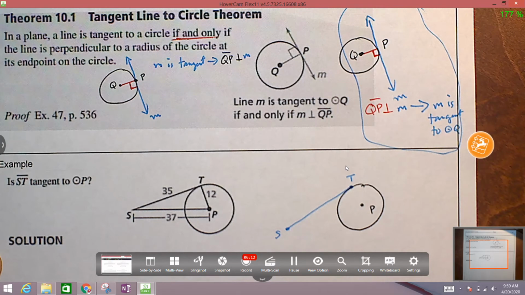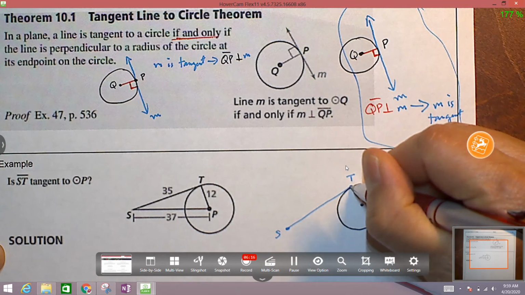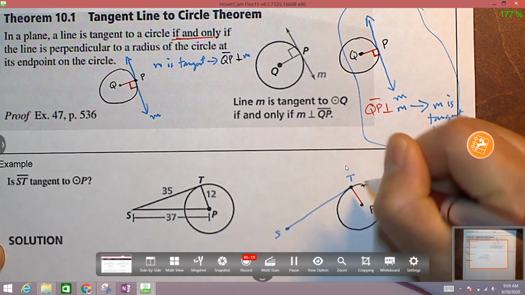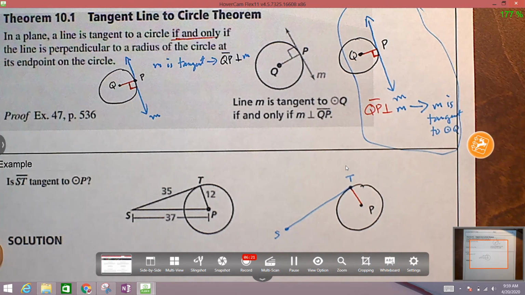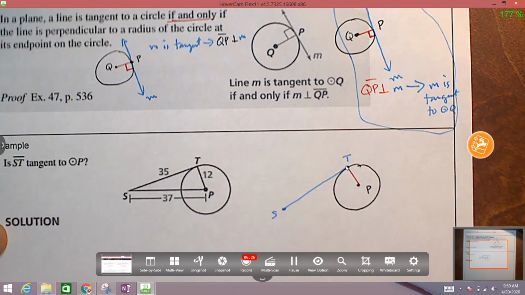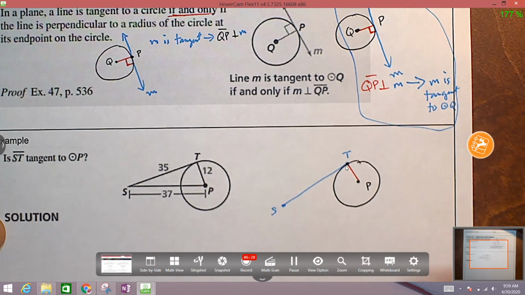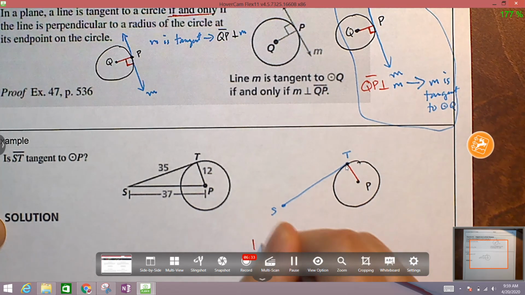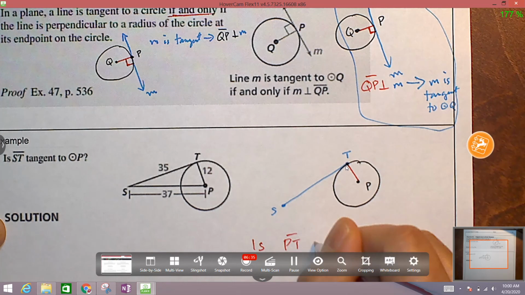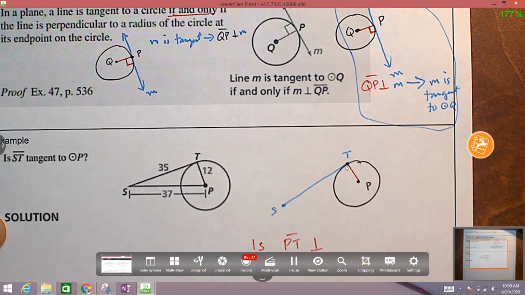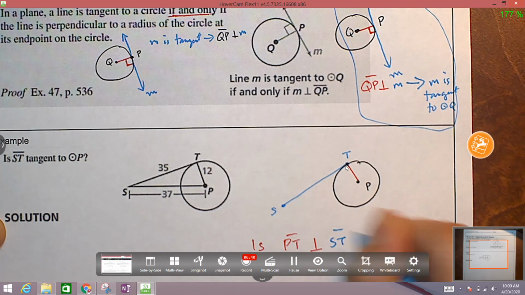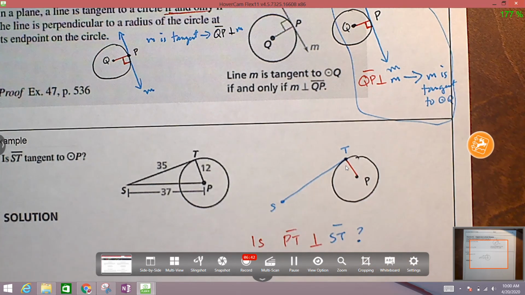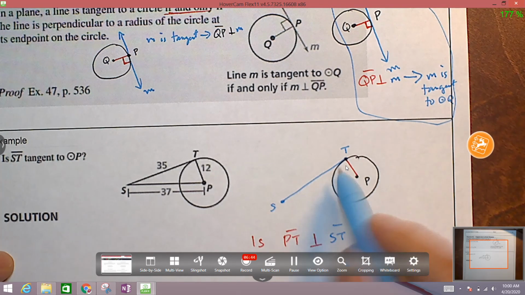Well, how can we establish this? Here is the radius that we're interested in. How can we know if segment PT is perpendicular to segment ST? Because that's really what we want to know, right? That's our question. Our question is, segment PT, is it perpendicular to segment ST? If it is, then we know that the blue line is tangent.